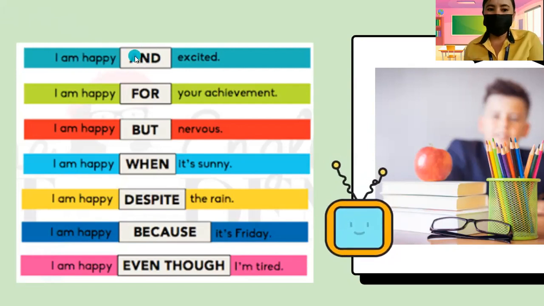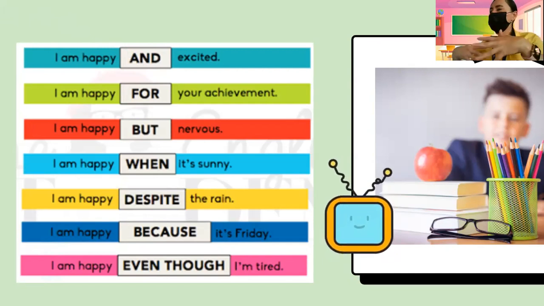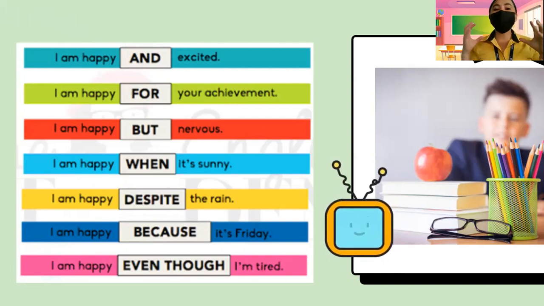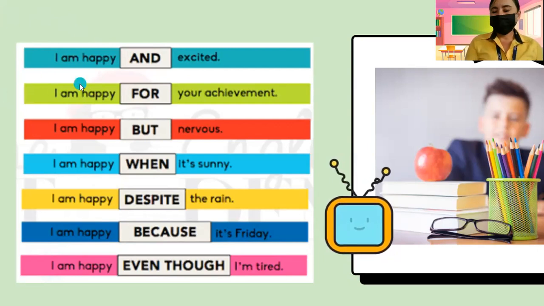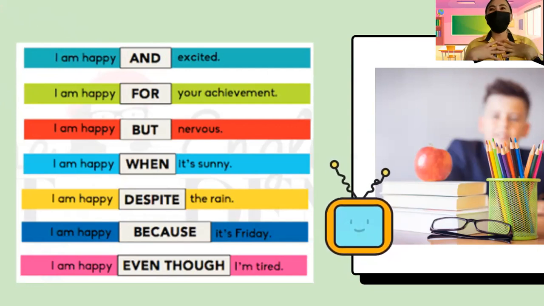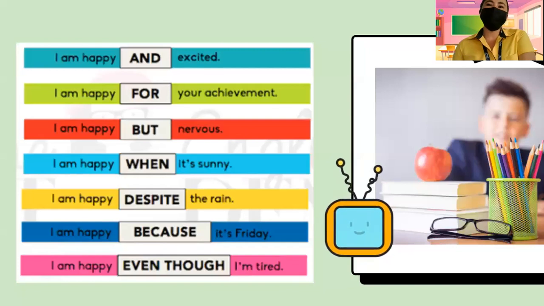We have and, when you say, I'm happy and excited. We are connecting the sentences. Finally, and for example, when you say, I like to eat pizza and hamburger.